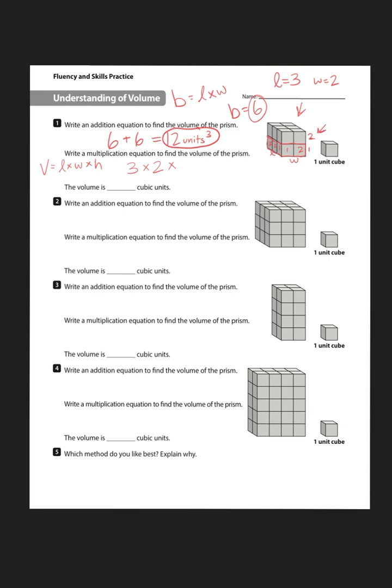And our height is going to be right there. We have 2 layers, right? So we're going to multiply the base times the height, right? So we have 3 times 2 times 2. Now, you can multiply these in any order that you want to. I'm going to multiply straight across because I know that 3 times 2 is 6. And then I'm going to multiply that 6 by 2, and I'm going to get what? 12 units cubed. And so our final answer is 12 cubic units.